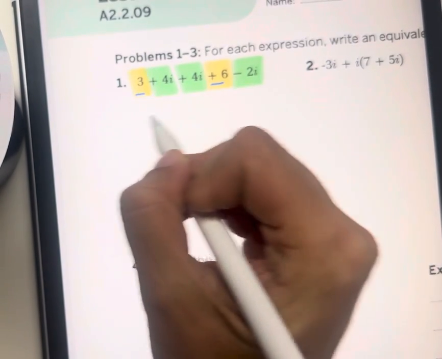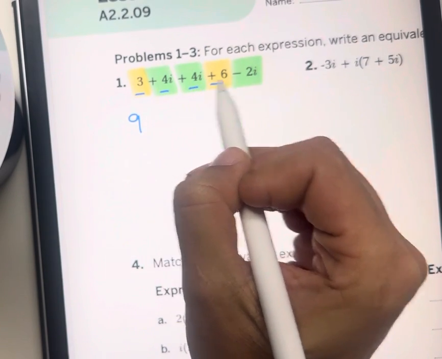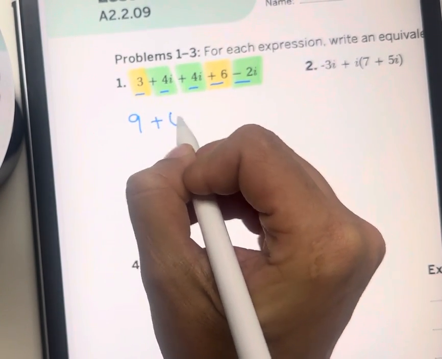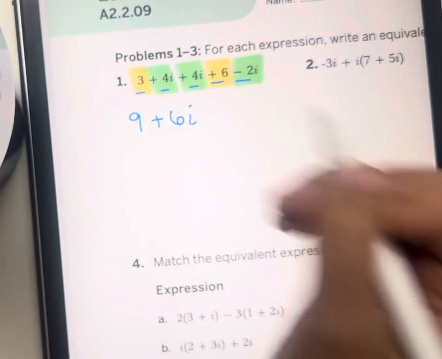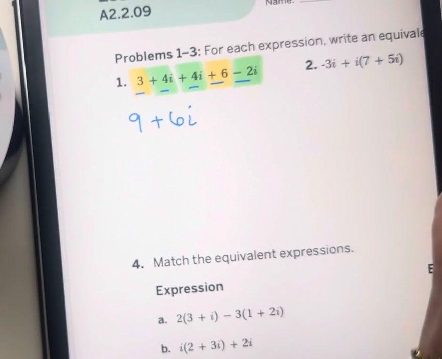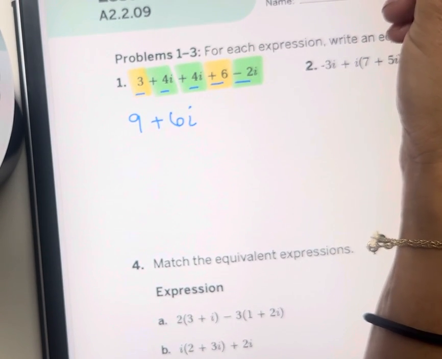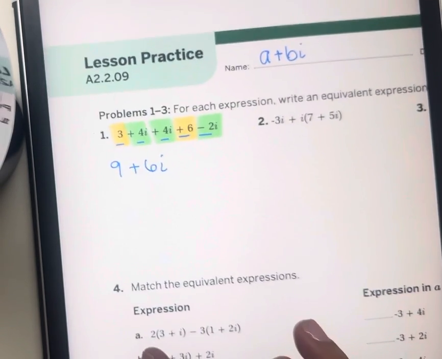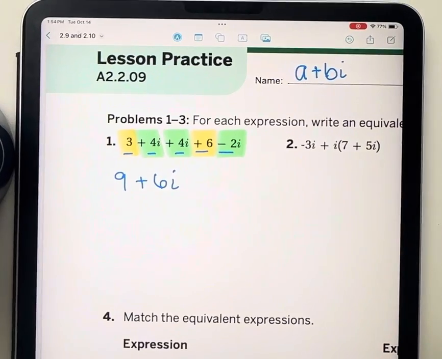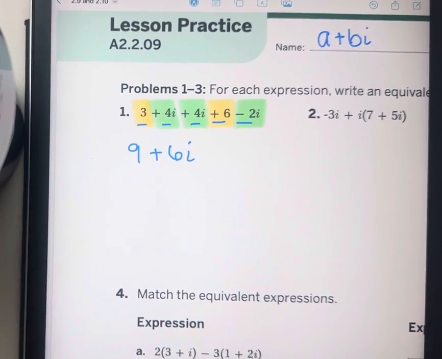3 plus 6, that's 9. 4 plus 4 minus 2 is 6. And then the i is still there. Boom, done. At the end, make sure that your complex numbers are in a plus bi form, like 9 plus 6i.